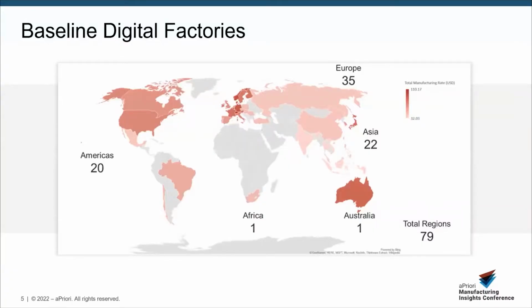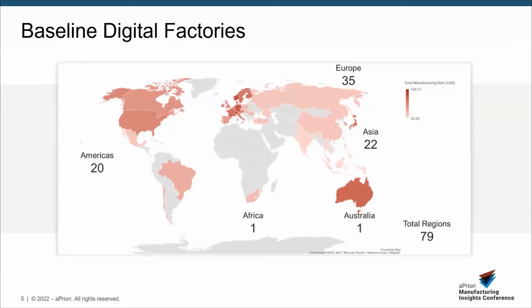As part of our product offering, we offer baseline digital factories that represent 79 different regions around the world. These can be utilized for costing. However, if you want to make any changes or customizations to these digital factories, you'll have to create your own custom factories as you are unable to change the baselines.